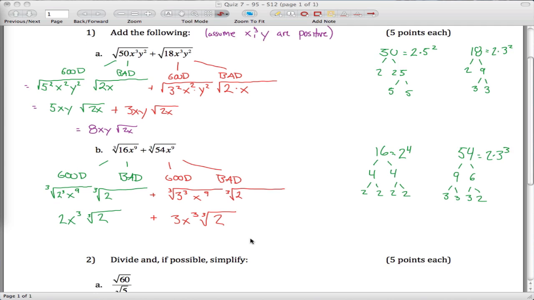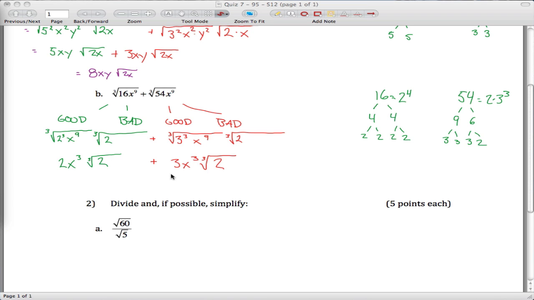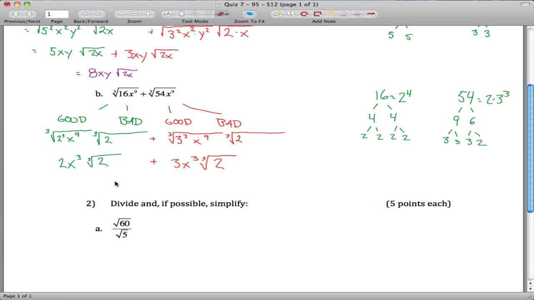And what you'll notice, much like above, is that we now have the same radical here, so we can add these up. 2x cubed plus 3x cubed is 5x cubed. We want to multiply that times the cubed root of 2. So this right here is our answer.